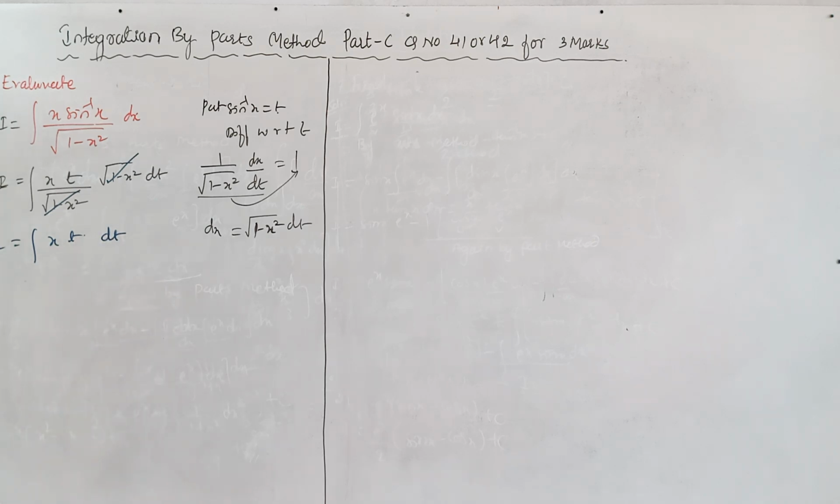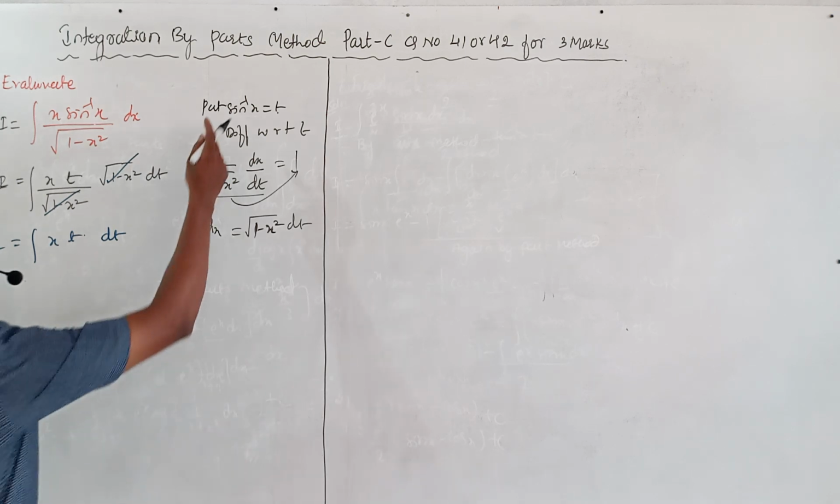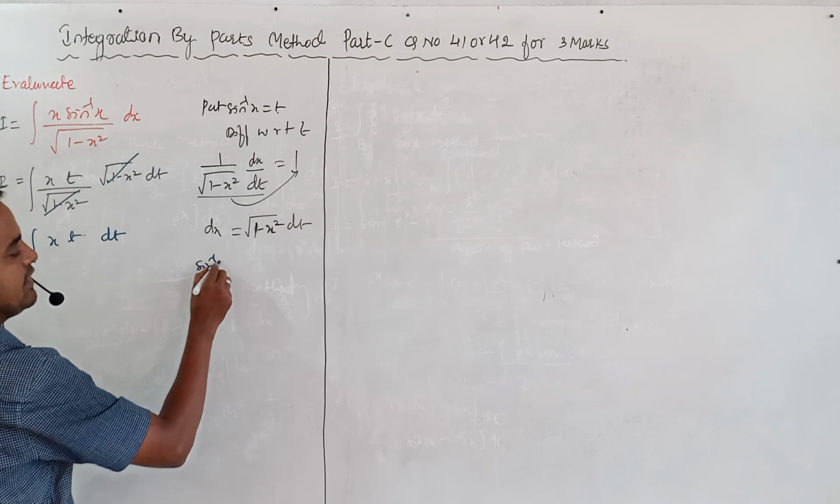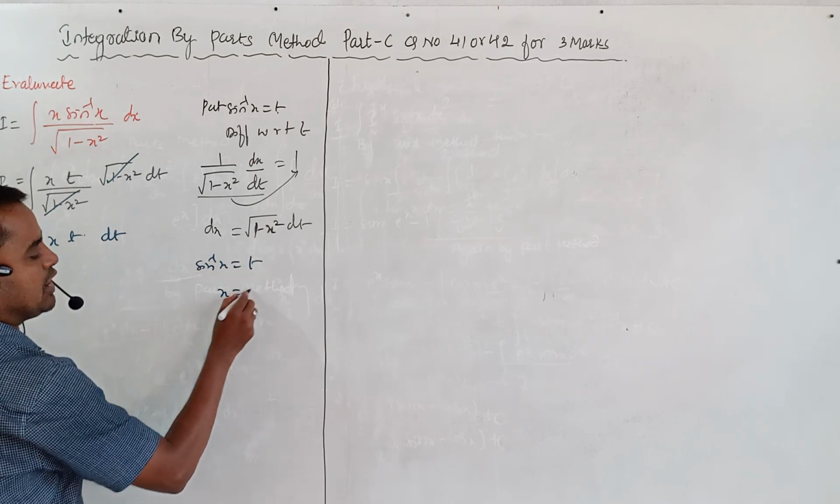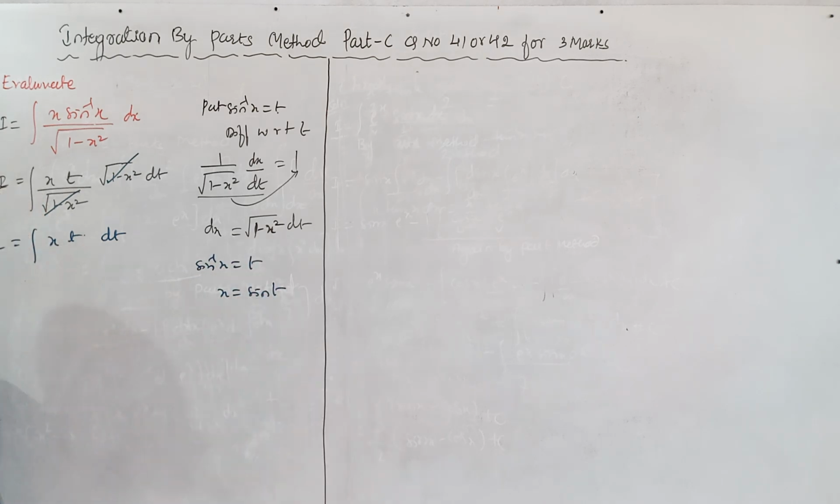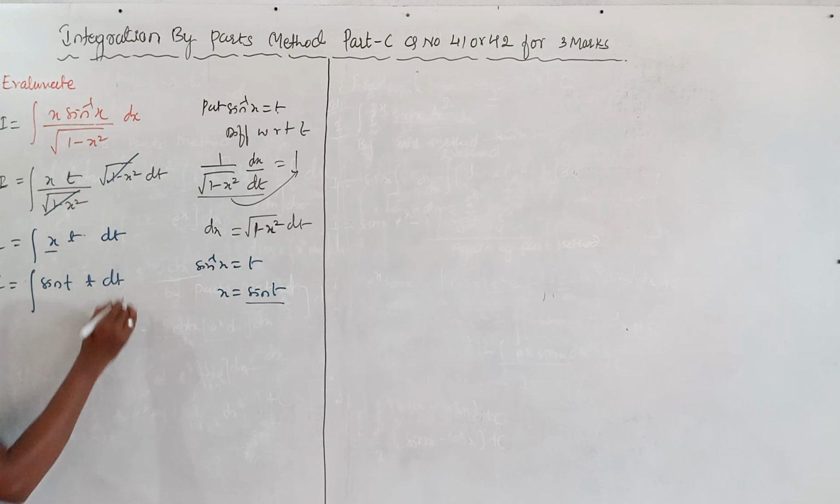What is the value of x? We have to find x in terms of t. T is nothing but sin inverse x, so x is equal to sin t. Now in the place of x I am writing sin t. Then I is equal to integral of sin t into t dt.